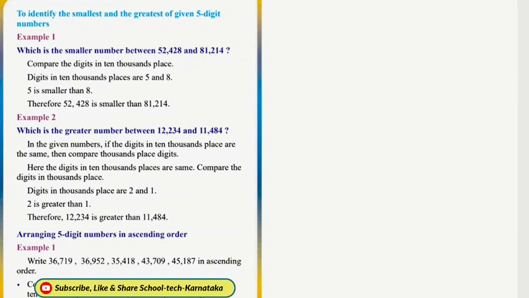We need to always compare the digits in both the numbers. So we need to start from the 10,000s place. So here we have 5 at the 10,000s place and here we have 8. So definitely we know that 5 is smaller than 8. Therefore our answer here is 52,428 is smaller than 81,214.